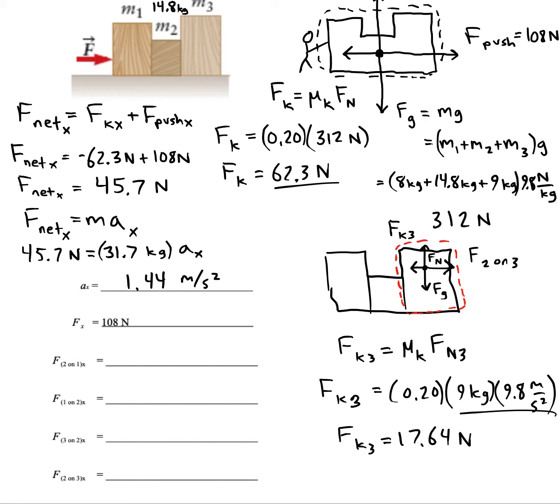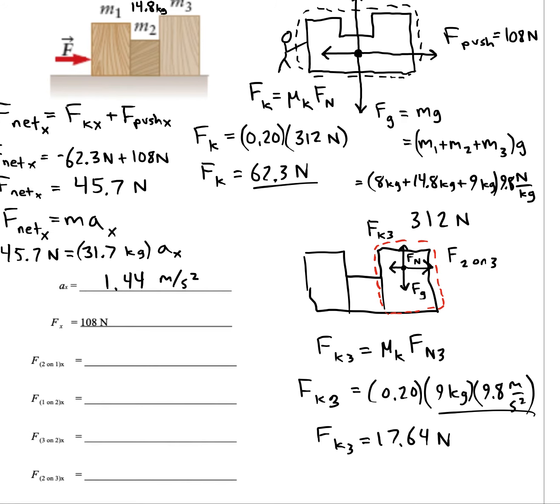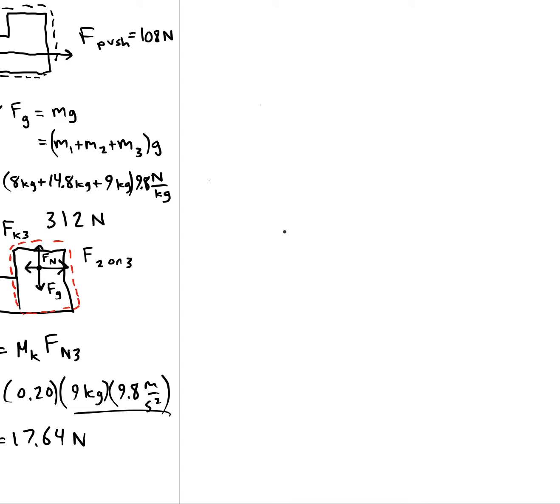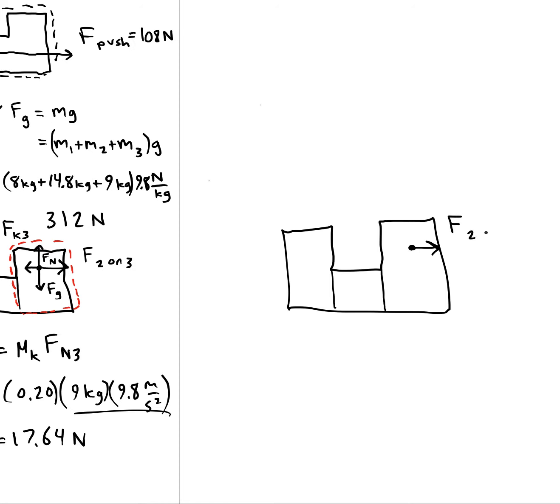Now, since we know that, we'll be able to solve for what we want, which is F of 2 on 3. Okay, so we know that Fk is 17.64. So how do we solve for F2 on 3? Well, you want to use the net force on the system to do it.